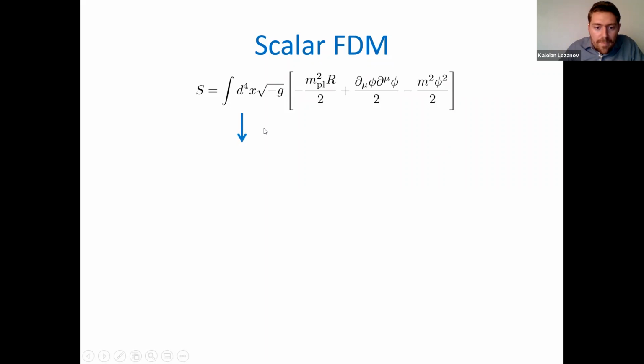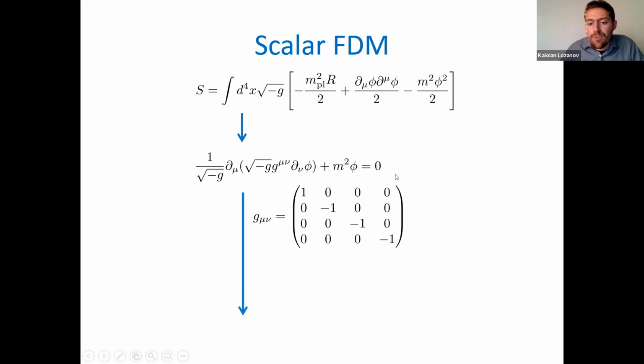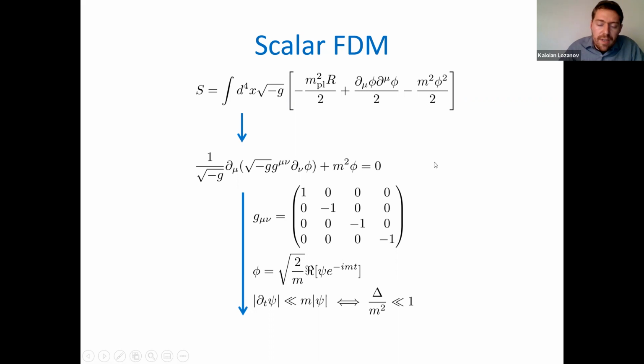We start from the Klein-Gordon equation of motion, which can be written out explicitly in this way. To make further progress, we have to assume something about the metric. We assume Minkowski space-time for simplicity. Next, we decompose the real scalar field phi into a complex wave function-like object psi, and we factor out the primary time dependence. One can show that the non-relativistic limit corresponds to psi dot being much less than m psi. One can show this is equivalent to saying that the ratio of the Laplacian and m squared is much less than one, or in other words, that the typical momenta in the problem are much less than the rest mass. So having assumed all that, one can show that to leading order in these small quantities, the Klein-Gordon equation reduces to this Schrödinger-like equation.